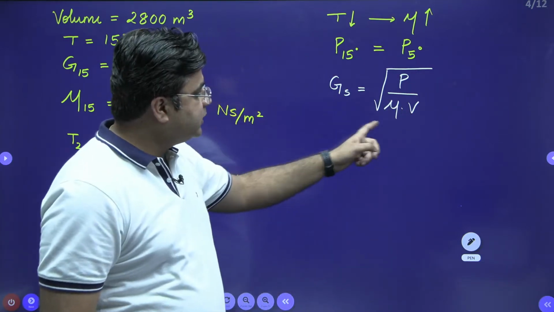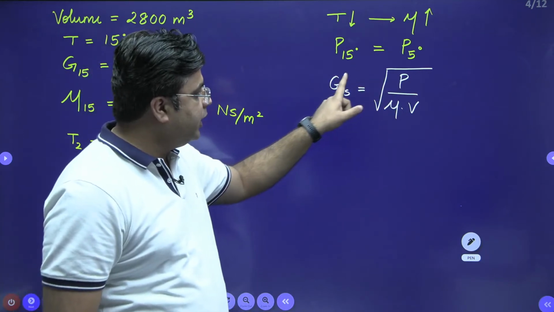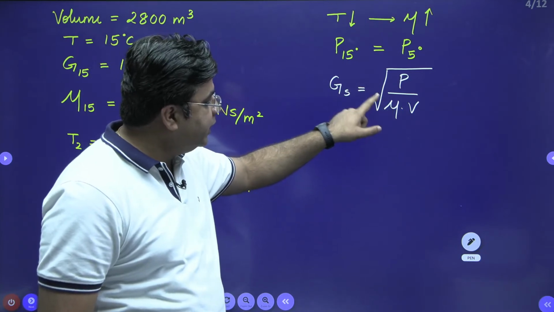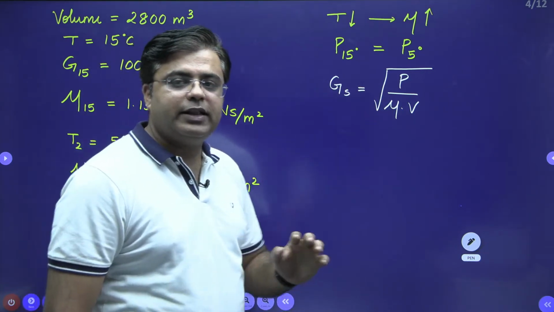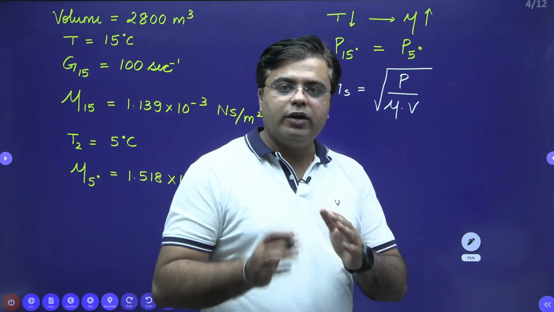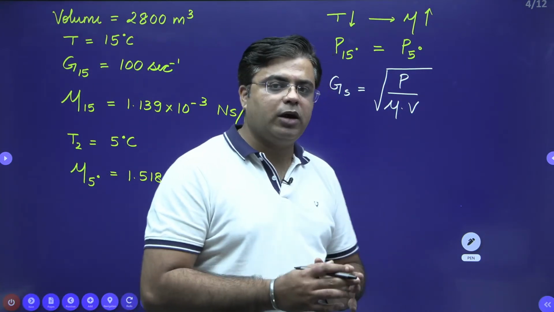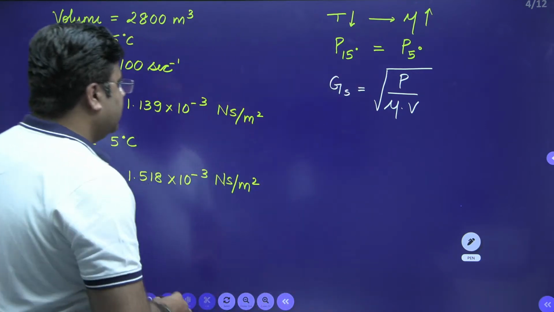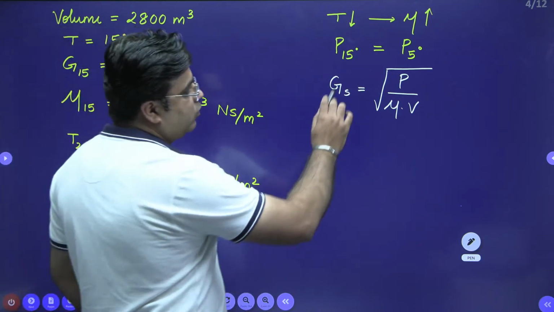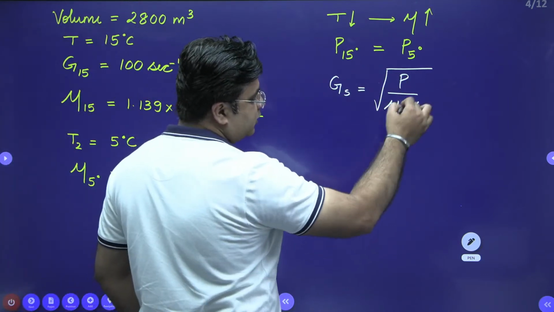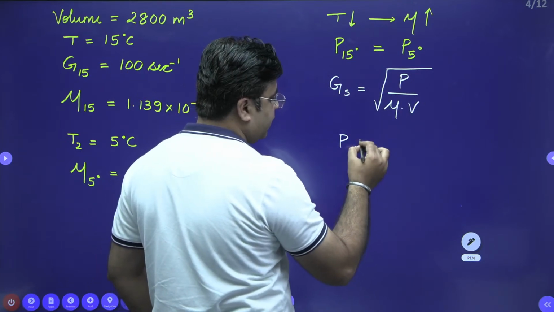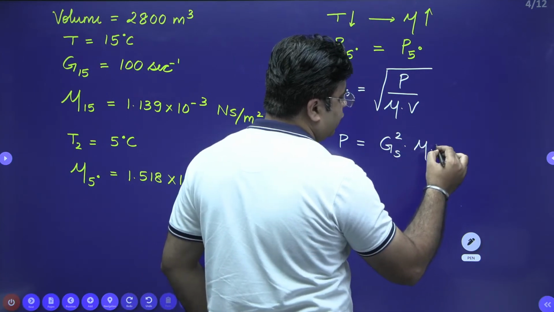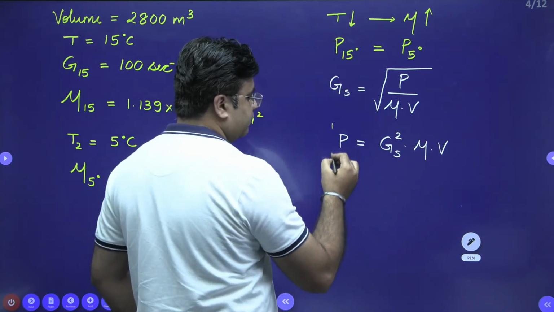From this expression, it is clearly visible that if you increase the power, intensity of mixing will increase. But if you increase the dynamic viscosity, intensity of mixing will decrease. And that is what asked in the question. When you reduce the temperature, by how much amount this intensity of mixing will reduce, right? So we will use this. Power at 15 degrees Celsius is equal to power at 5 degrees Celsius. When you just reduce this expression, the power expression will be P is equals to Gs square into mu into V. This is the expression for power.